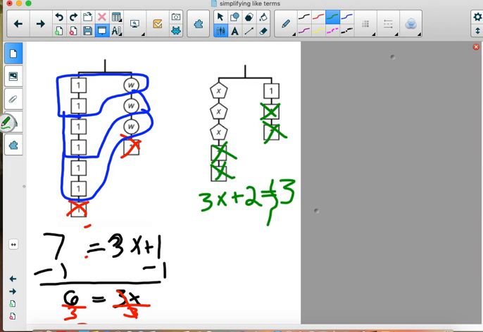So let's think about it. If we had 3 equals 3, let's say this is what we had, that means each x would equal 1. But it's not. So are we expecting every x to equal more than 1 or less than 1? Less than 1. In fact, it would equal 1/3. Now, what's the work look like?